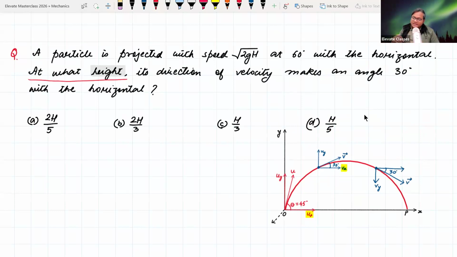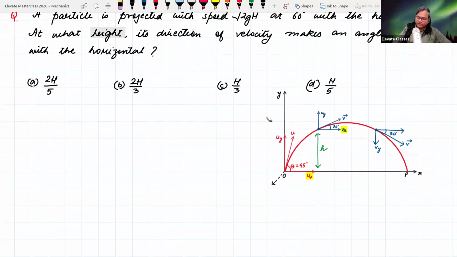This question is exactly similar to the previous question. The only difference is that instead of asking the time, they are asking the height at which the velocity vector makes 30 degrees with the horizontal. Okay? Very much similar to the previous question, but instead of the time, they are asking us the height at which the velocity vector makes 30 degrees with the horizontal. So let me write down all the given information.